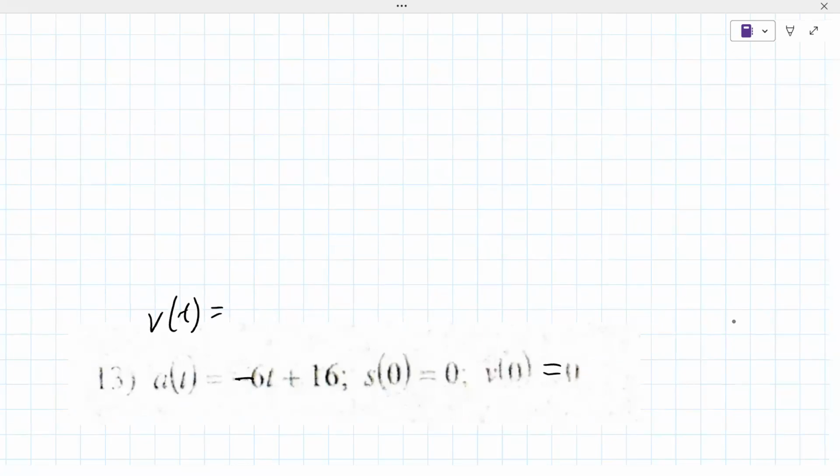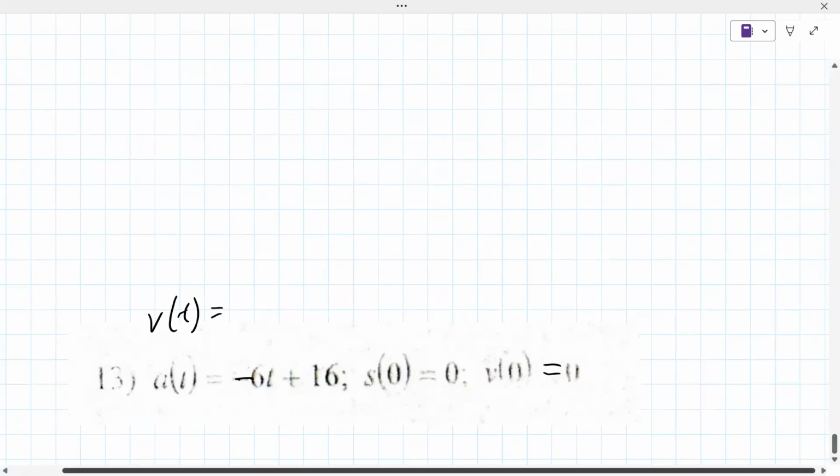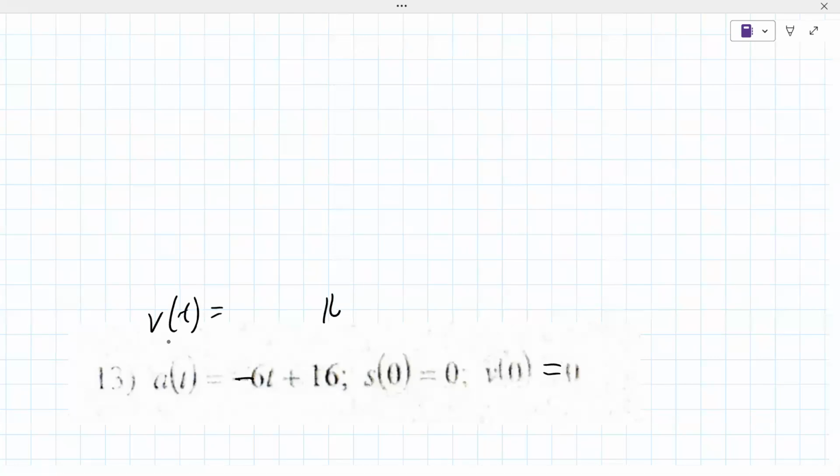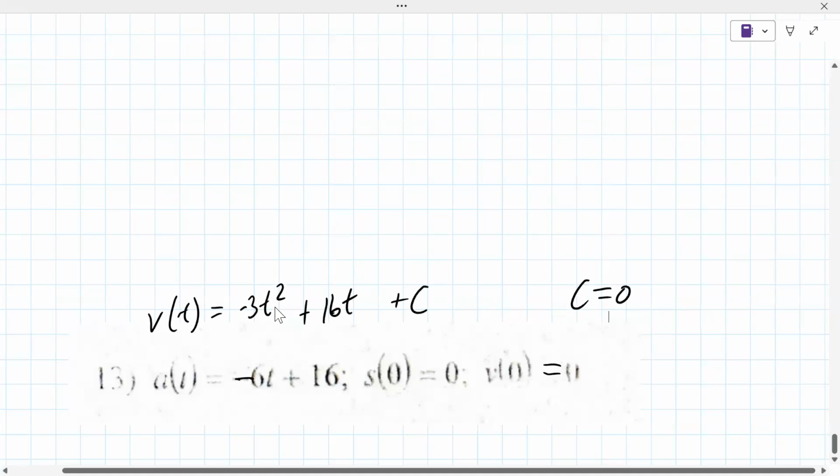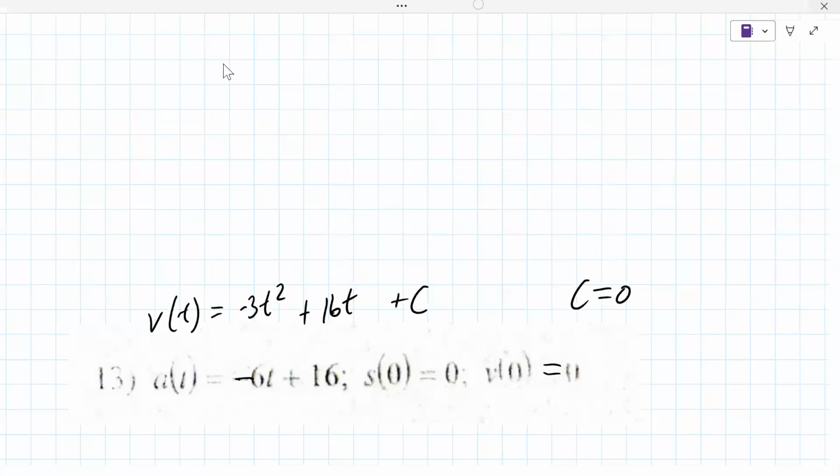So same as before. Start with the constant on the right there, that's 16. What's the derivative? The derivative of what gets you to 16? 16t. How about for the minus 6t? What derivative of what gets you to that? Negative 3t squared. Good. Plus c. When you try it, you're going to find that c equals 0 because 0, 0 squared minus 3 times 0 squared plus 16 times 0 is 0. So c ends up being 0. You do want to show that step.